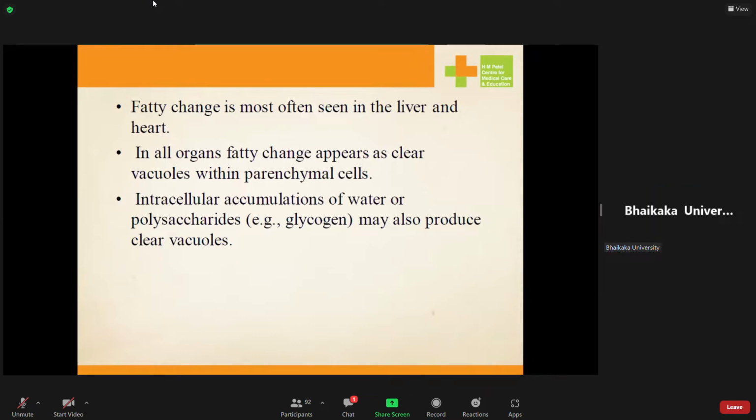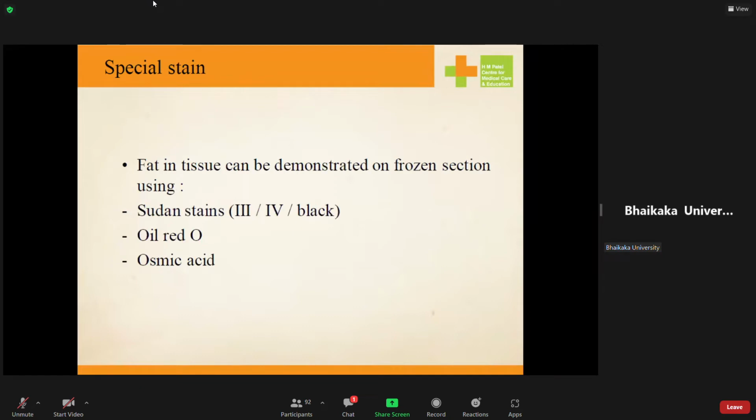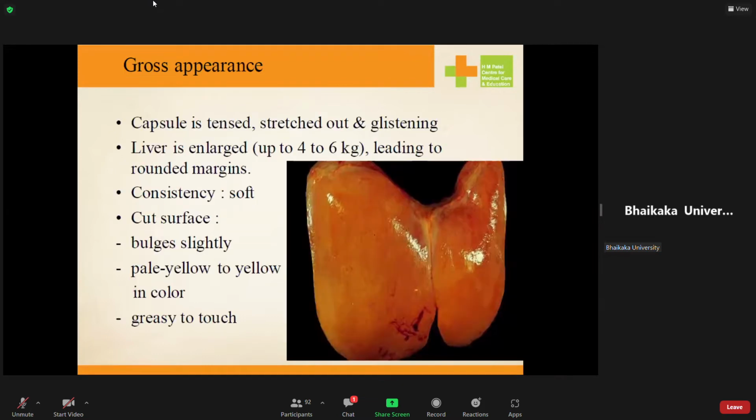Now we will see the changes seen in the liver whenever fatty degeneration occurs. When fatty changes occur in the liver, the weight of the liver is increased up to 4 to 6 kg. The external surface becomes smooth and glistening. Its edges become rounded, and the normal color of the liver is purple. But when fatty changes occur, it becomes yellowish in color and soft in consistency. And when we do the cut section, the cut surface bulges out. It is pale yellow to yellow in color, and greasy to touch.